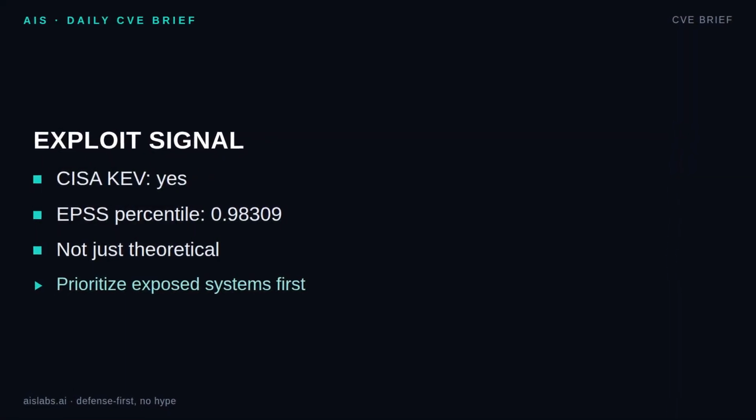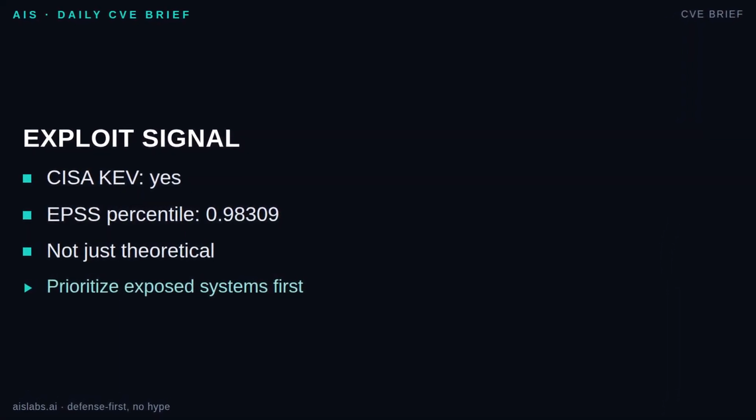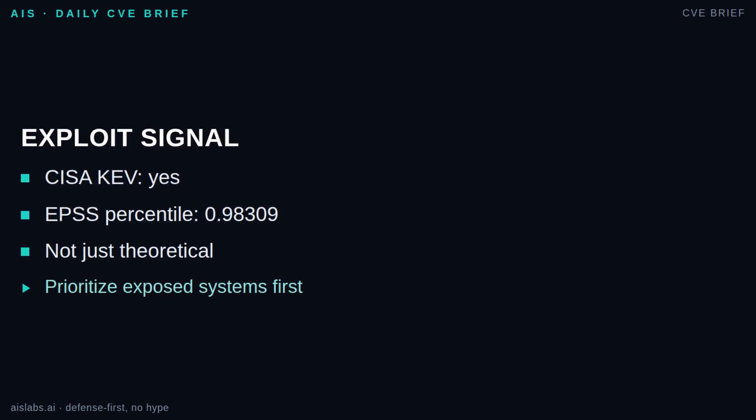The reason CVE-2026-25089 ranks so high today is not the score alone. It is also in CISA's known exploited vulnerabilities catalog, which means defenders should treat it as a real-world exploited issue, not a lab-only finding. On top of that, the EPSS percentile is 0.98309, placing it above the vast majority of vulnerabilities for predicted exploitation likelihood.